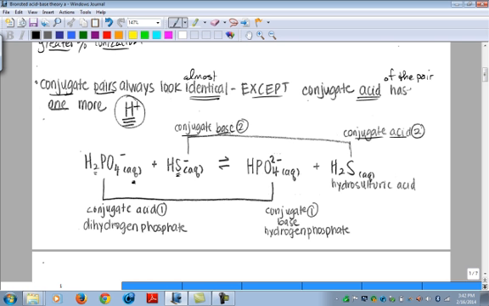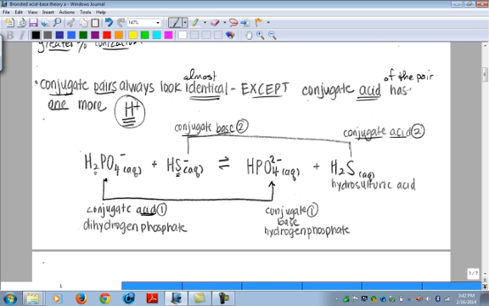For the dihydrogen phosphate anion, compared to the hydrogen phosphate anion, the dihydrogen phosphate anion has one more H plus, therefore it is the conjugate acid of its pair.